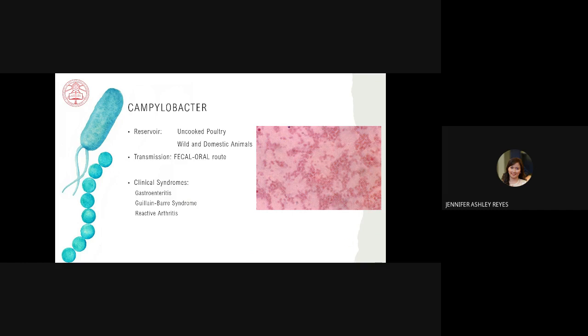So remember that the Campylobacter jejuni is the most common bacterial enteric pathogen in developed countries and is an important cause of travelers' diarrhea. Kailan nga natin to nakita? Pag nagkakaroon tayo ng intake of improperly cooked meat or pwede rin unpasteurized milk or contaminated water. So this is an important bacterial causative agent of food poisoning. That is your Campylobacter jejuni.